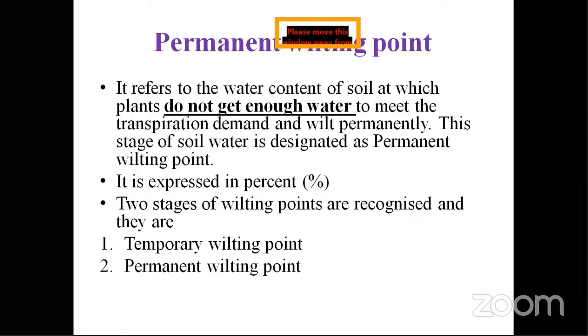Permanent wilting point refers to the water content at which plants do not get enough water to meet their requirements and they start wilting permanently. It is generally expressed in percentage. Two types of wilting points are present. First one is temporary wilting point. Next one is permanent wilting point. In the next slide, we can see the difference between temporary wilting point and permanent wilting point.